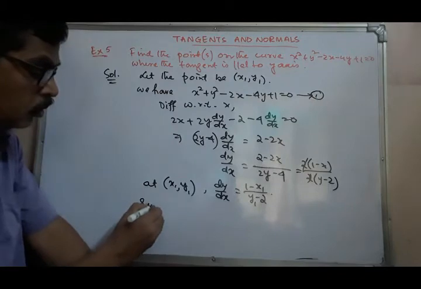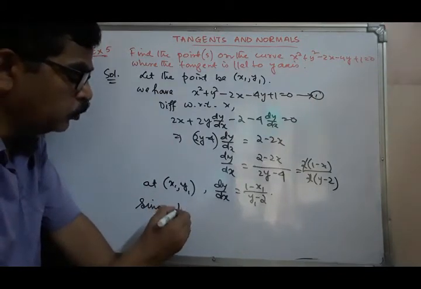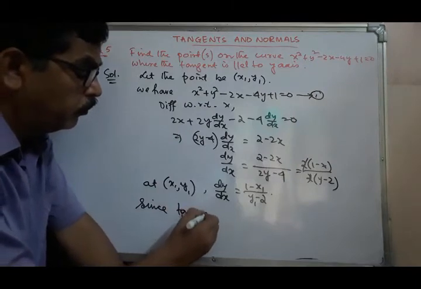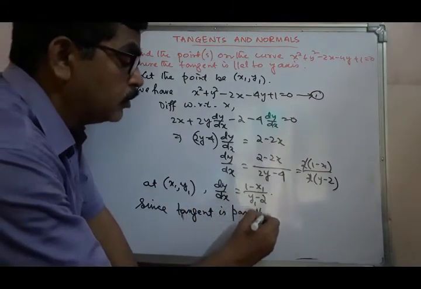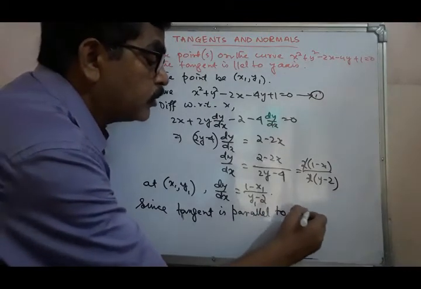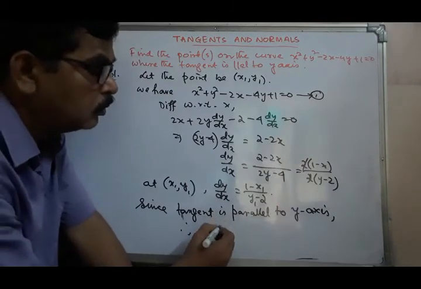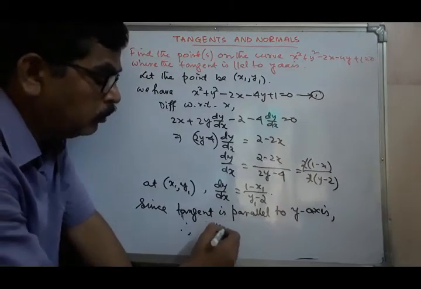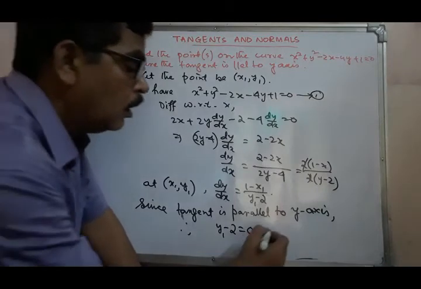Since tangent is parallel to y-axis, therefore y1 minus 2 equal to 0, implies y1 equal to 2.